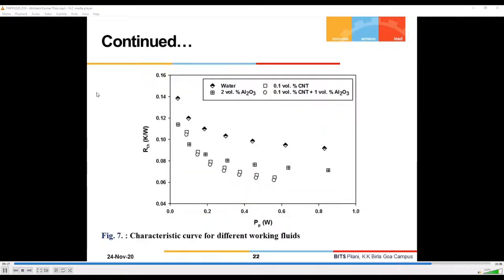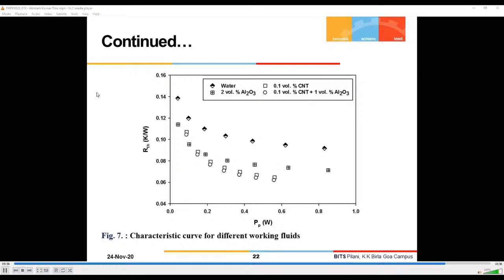Now, if we compare the thermal resistance with the pumping power consumption, you can see the base fluid water has a higher value of thermal resistance with respect to pumping power consumption. While if you see the hybrid nanofluid, it has the least thermal resistance for the pumping power consumption.